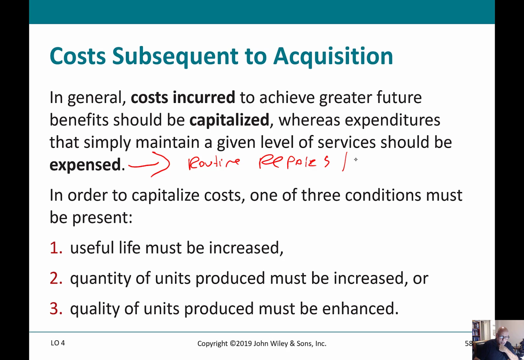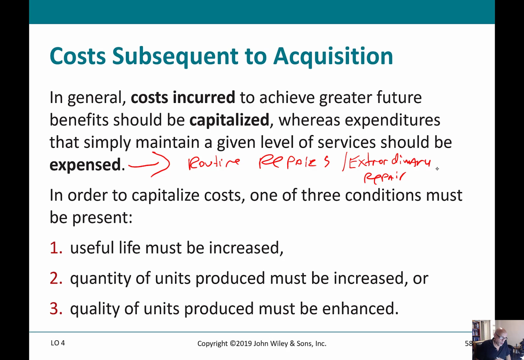Okay. Conversely, if you did something like have an extraordinary repair, okay, so now what? You overhaul the engine of that vehicle. So you take all the engine parts out and you replace them with new engine parts, etc. Well, that's now an extraordinary repair. So instead of debiting expense, you would do what? You would debit the asset account. You would capitalize that. When we say capitalize, we mean debit the asset account. That debiting to the asset account is going to bring up the carrying value of that asset.